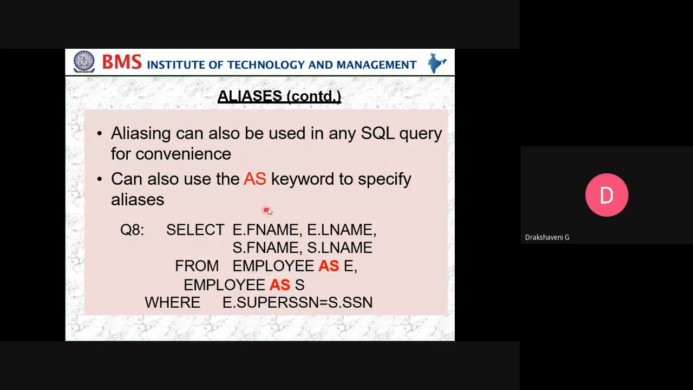Okay, the same alias can be given using AS. So select from employee as E, or employee as S. That's what we do here: select E.first name, E.last name, then S.first name and S.last name from employee as E, employee as S, where E.super SSN equals S.SSN. That's how an alias is used.